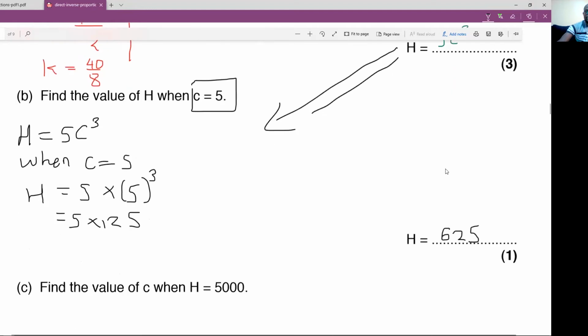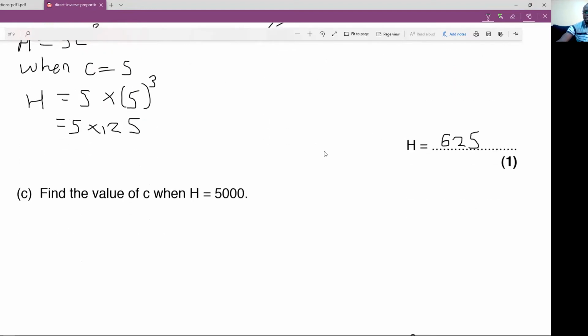Now, part C wants us to work out the value of c when h is 5,000. Just like the second part of the question, we borrow the formula which says h equals 5c power 3. In this case, we want the value of c when h is 5,000. So we can make c the subject. First we ensure 5 crosses to the other side. On the right side, 5 is multiplied by c, so on the left side it will be divided. Whenever a number crosses the equal sign, it gains the opposite of its original sign. So we'll have c cubed equals h divided by 5.